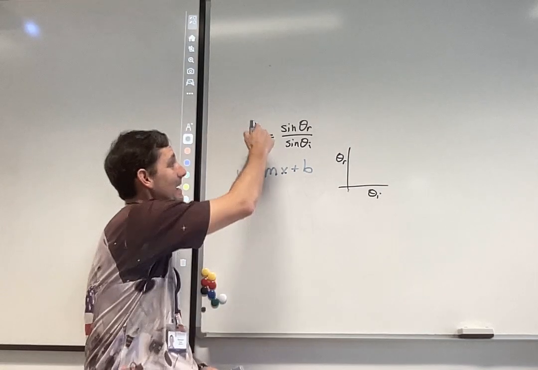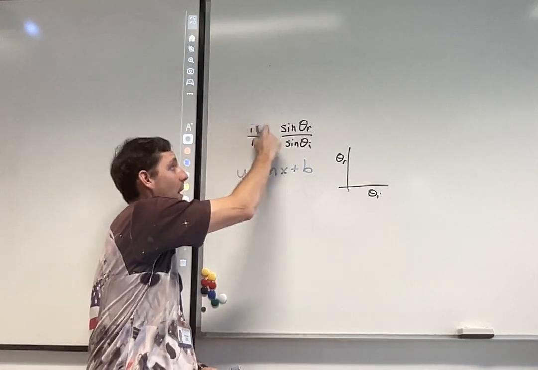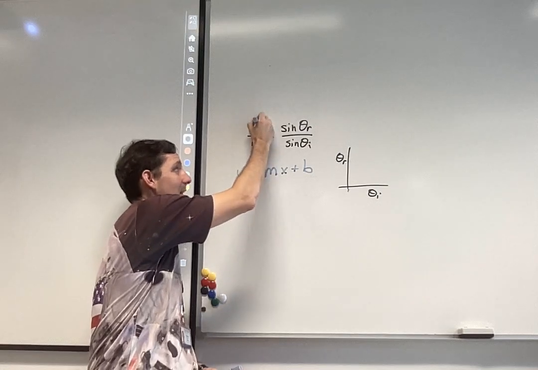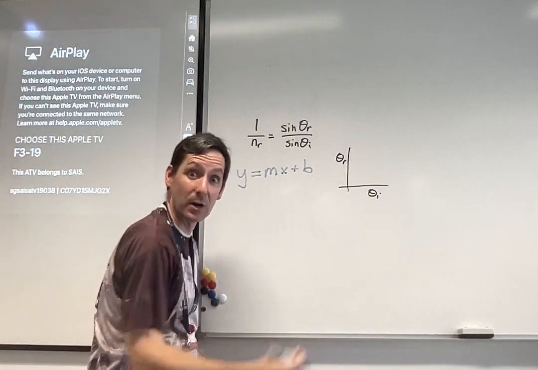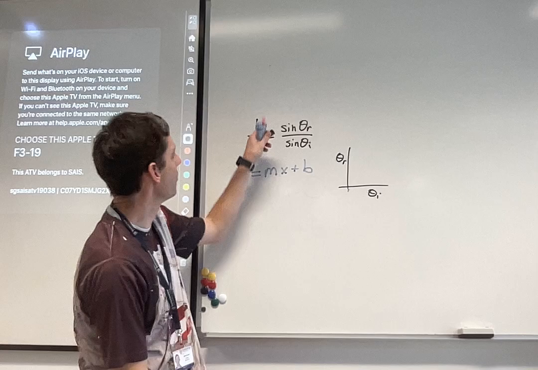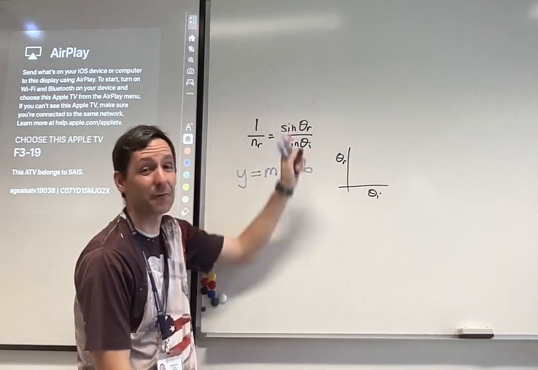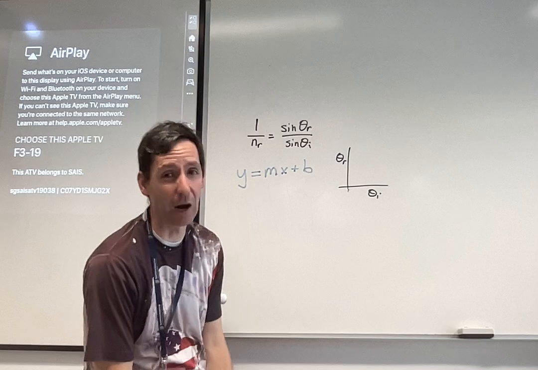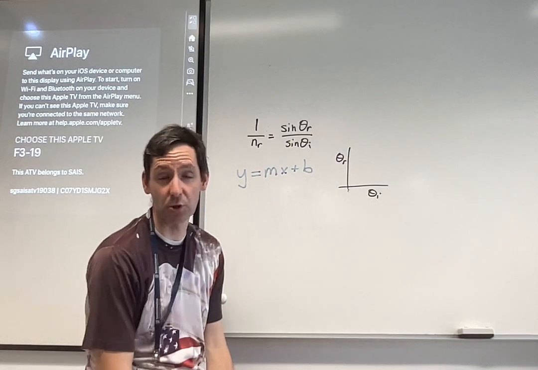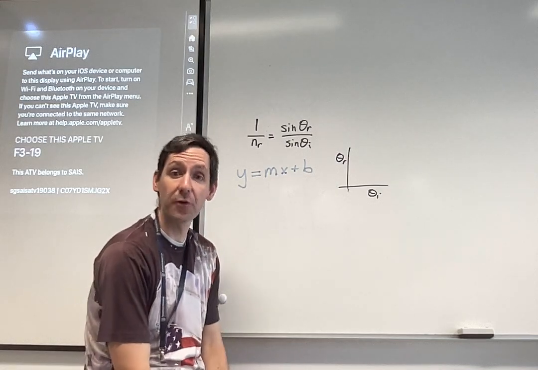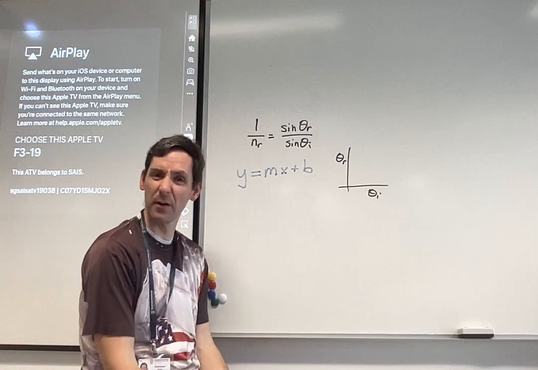So this n_i is going to be 1. That's the index of refraction on the incident side, when it's air. Okay? So that will be 1. Now, what you'll see is that we do have a fraction, and that's not going to be very helpful to the process that we're trying to accomplish here.